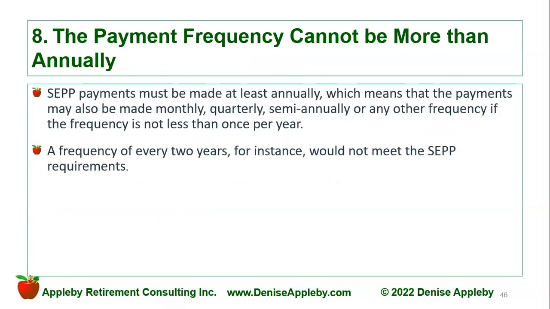The payment frequency cannot be less than annually. So your client can take payments daily, weekly, monthly, every 6 months, every quarter, but they can't say, I'm only going to take my 72T payments every 2 years, because the frequency cannot be less than annually.